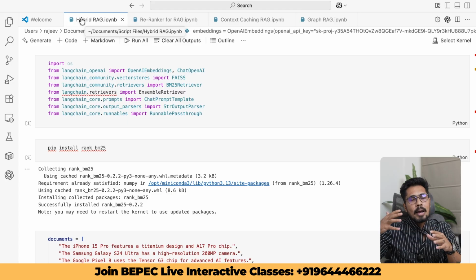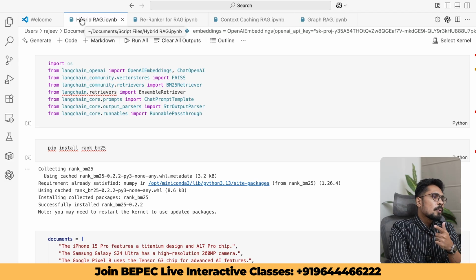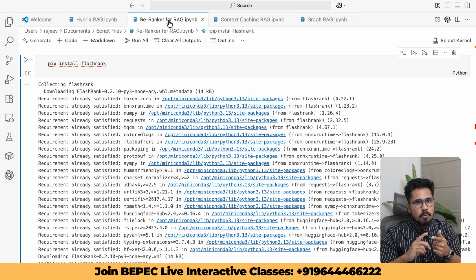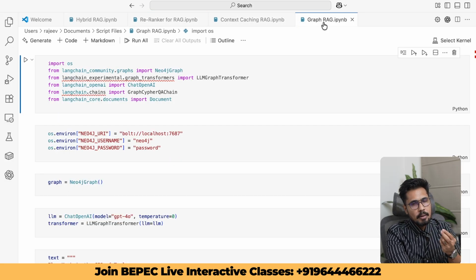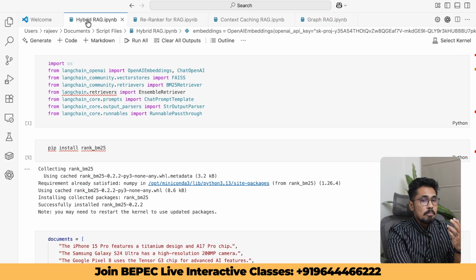In order to handle the mistakes made by traditional RAG, the very first one we call hybrid RAG. The second one we call a re-ranker for RAG. The third one is called context caching. And the fourth one is called graph RAG. So now let's try to understand them one by one, step by step.